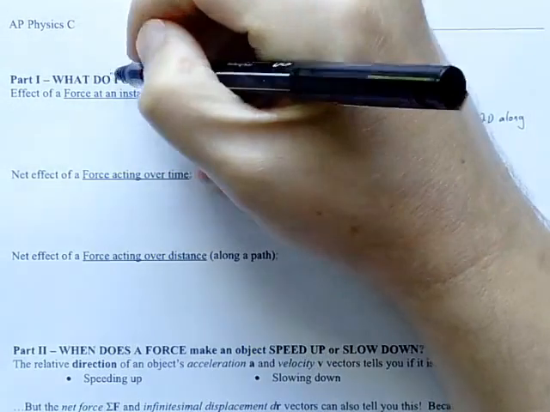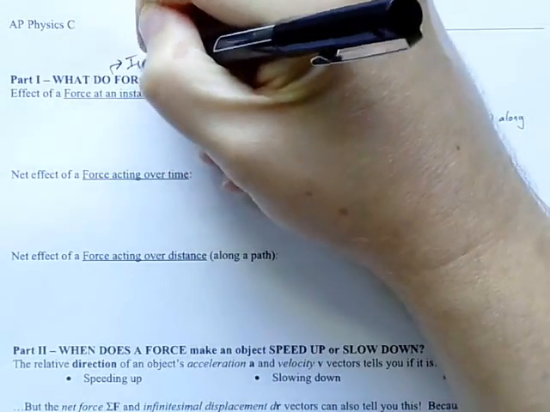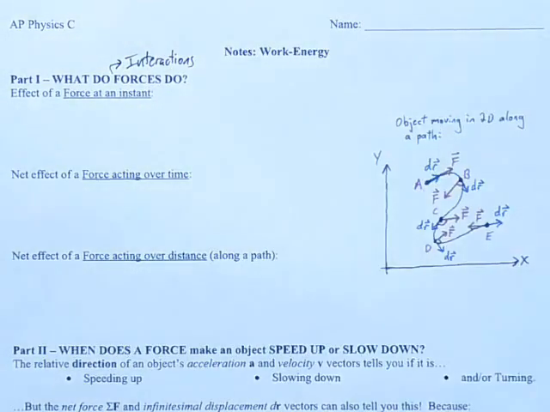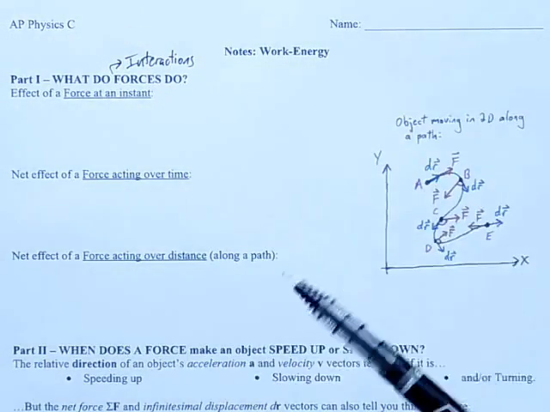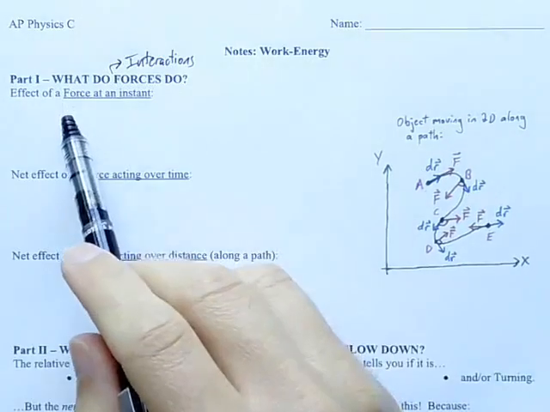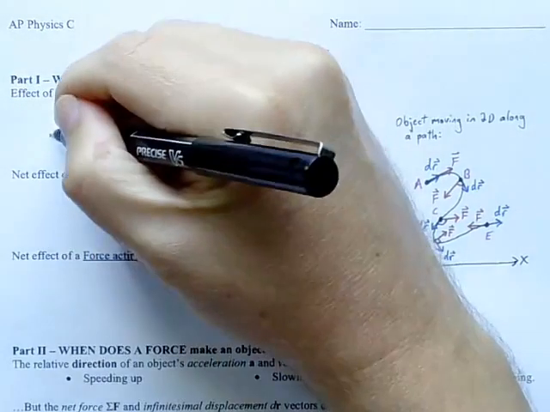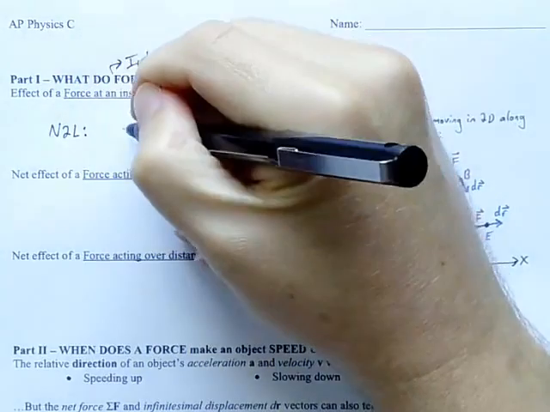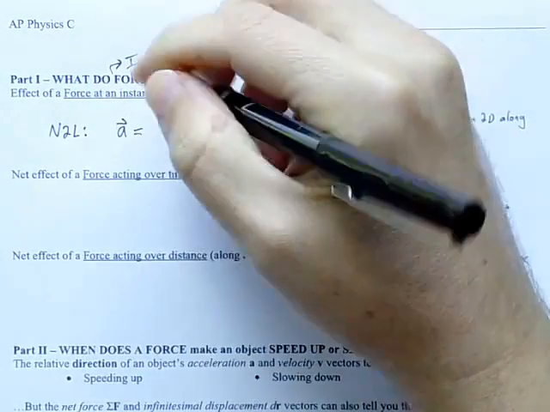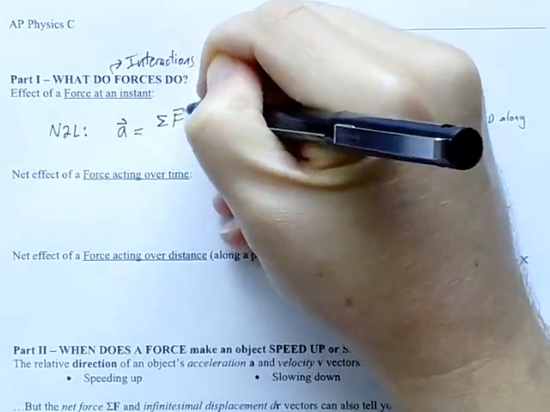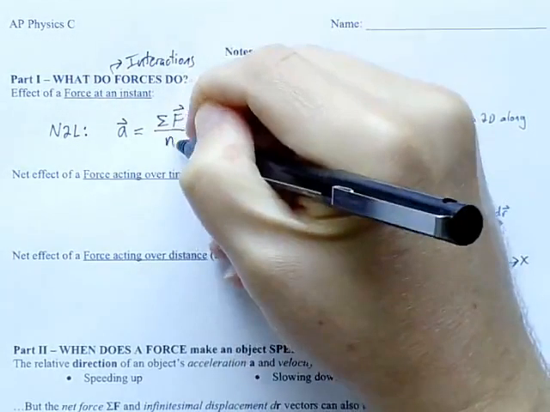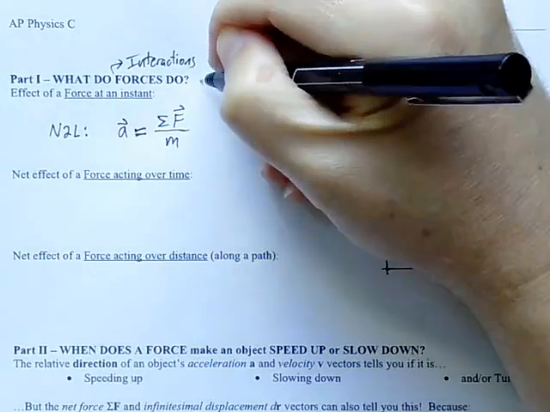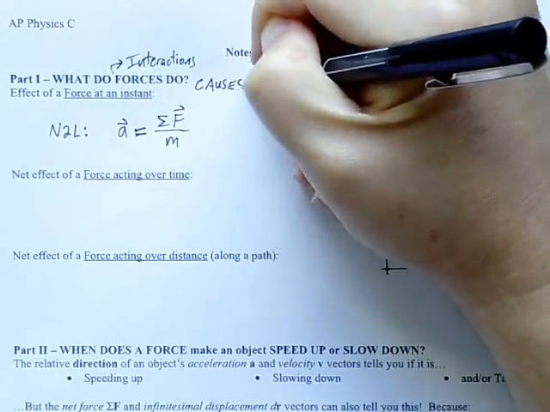Recall that forces are interactions. They represent interactions between objects, and a force has what we could think of as three jobs, three different effects. We've discussed already what a force does at an instant. The instantaneous effect of a force is encapsulated in Newton's second law. At one instant, a force causes acceleration. Force causes acceleration, mass resists acceleration. Newton's second law tells us how much acceleration results.